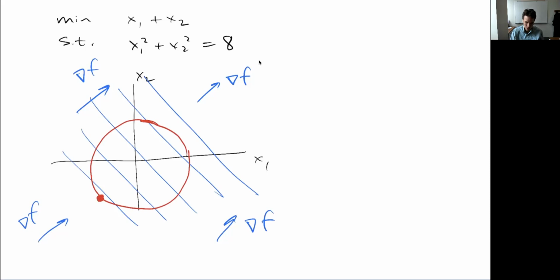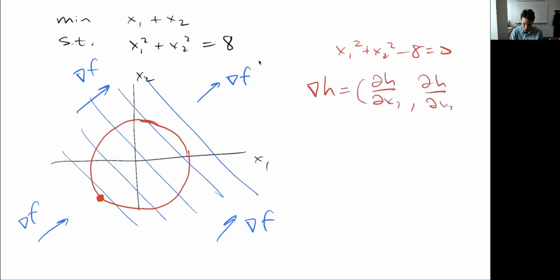But if we were to write our constraint in our usual form, we would say we like to set it equal to 0, by convention. And so the derivative of h is going to be the partial of h with respect to x1, comma, the partial of h with respect to x2. It's a vector. So in this case, it's 2x1, 2x2. If I'm over here in this upper right quadrant, that's going to be a positive vector. It's going to point like this. That's the gradient of h.